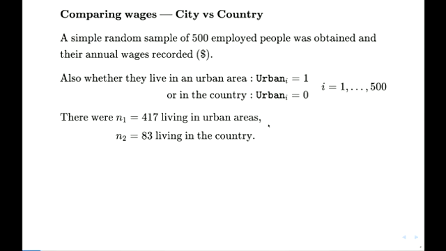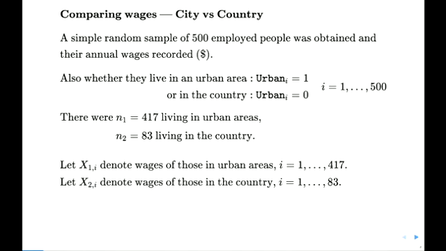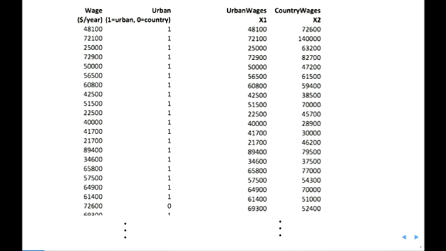All right, so in total there are 417 people in this sample out of 500 who are living in the city and 83 living in the country. Like I said, we'll return to thinking about those numbers pretty soon. For the time being, though, let's concentrate on the question of the wages. So X1 is going to represent the wages of those in the urban areas, and X2 the wages of those in the country. There's the data there, so you can see.